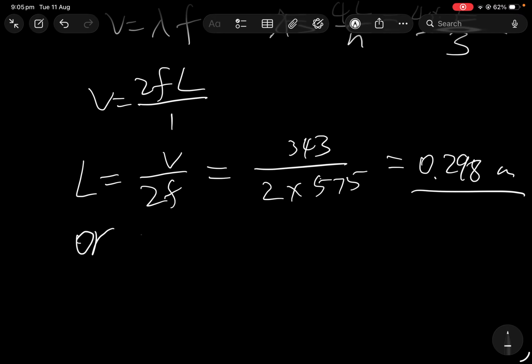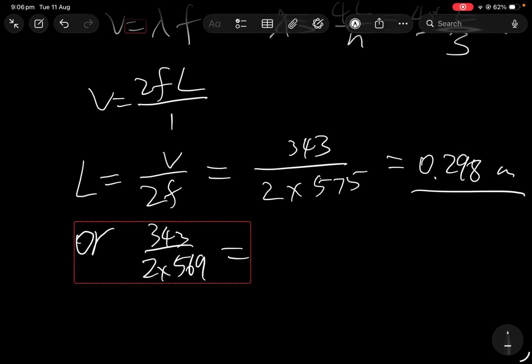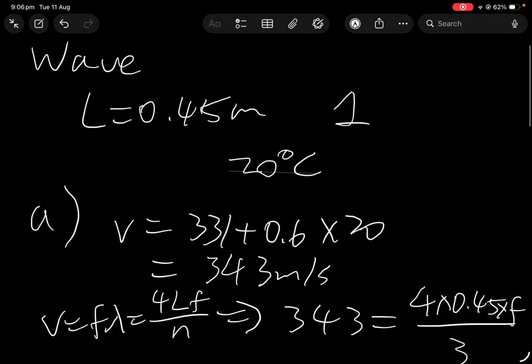Or 343 divided by 2 divided by 569, which is 0.301 meters. Yep, and that's it for the first question. I label it.